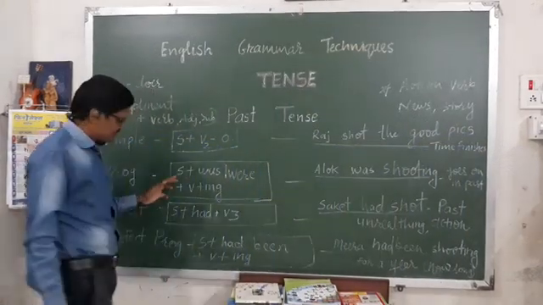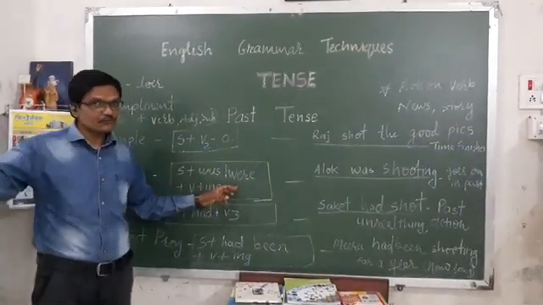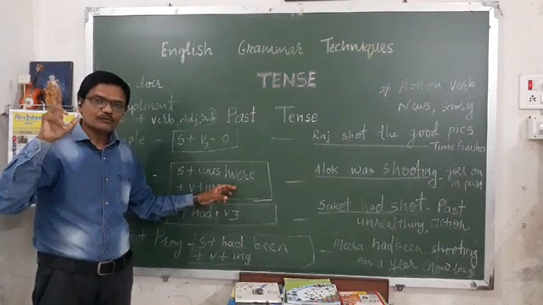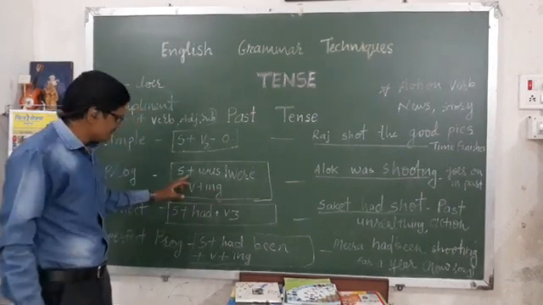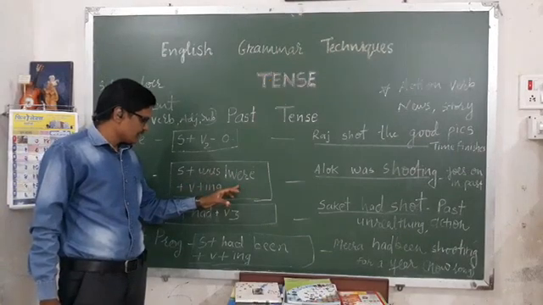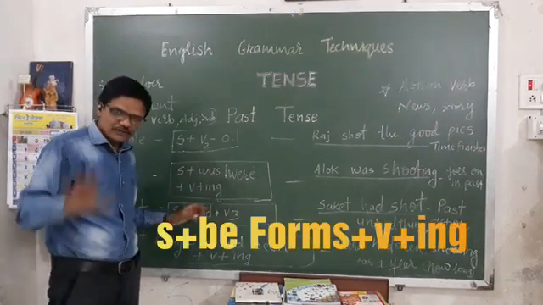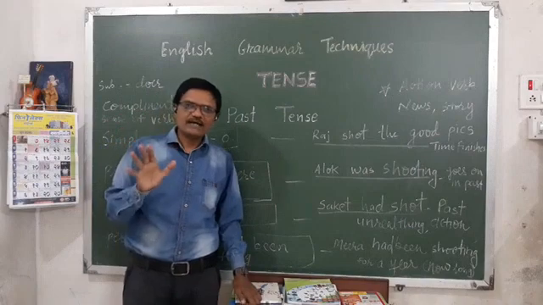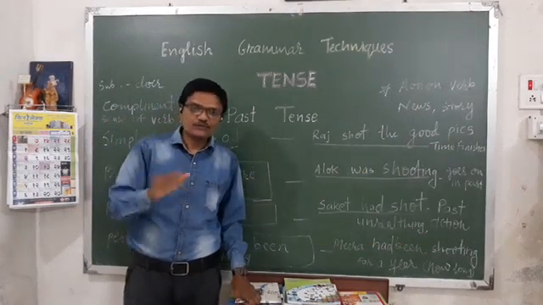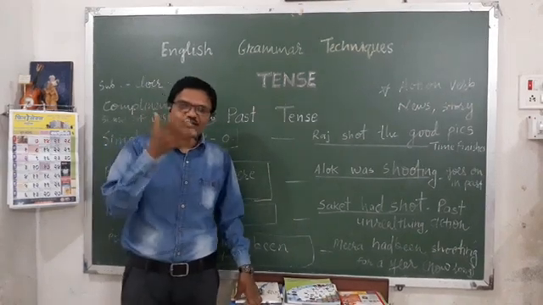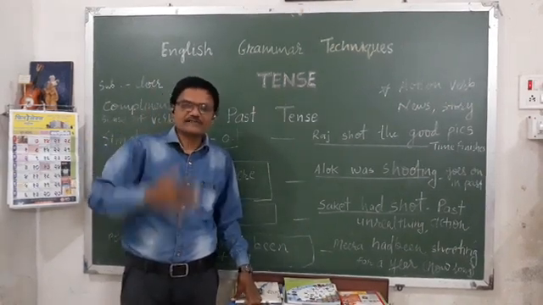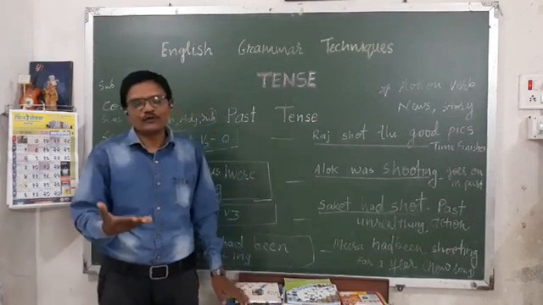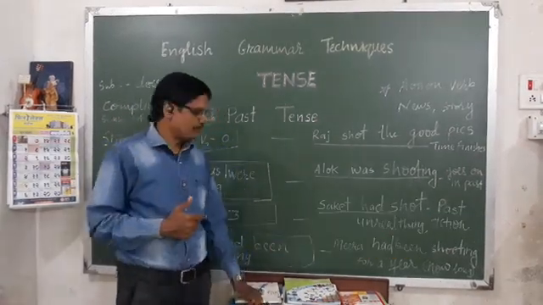First of all, we'll see subject plus was/were. Yesterday there were is and are, but was and were belong to the be forms. Let me remind you: subject plus was/were plus verb plus ing. I mentioned yesterday that for the progressive tense there has to be verb plus ing, compulsory. That shows continuous action, that the action is going on continuously. As far as past tense is concerned, the action would be going on in past duration.